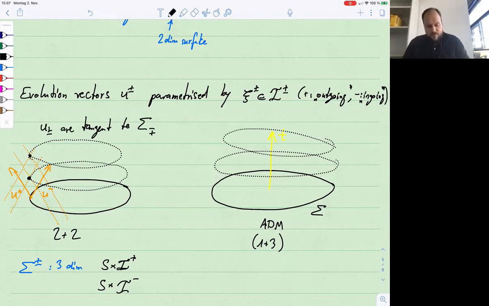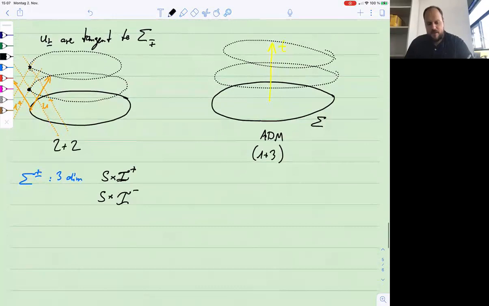And those surfaces here are the constant u plus or the constant u minus surface. So the constant u minus surface is sigma minus and the constant u plus surface is sigma plus. Okay. But now comes the catch. The catch is that this determines the foliations only up to diffeomorphisms. And so we can rename this by some other theta, and this is determined up to.